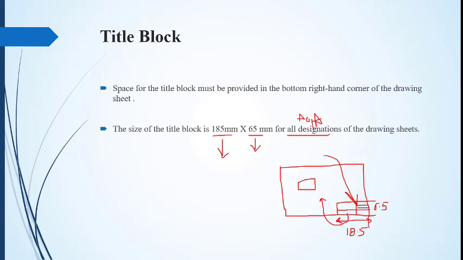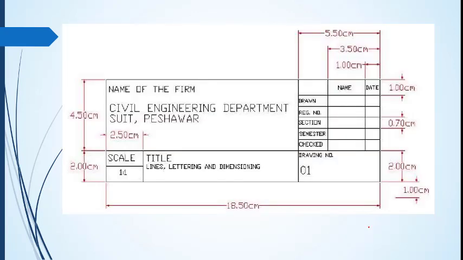Using this method we can construct a title block. A sample shown here for a title block has a length of 18.5 centimeters and a width of 6.5 centimeters. So again, the 6.5 centimeters is divided in two parts.